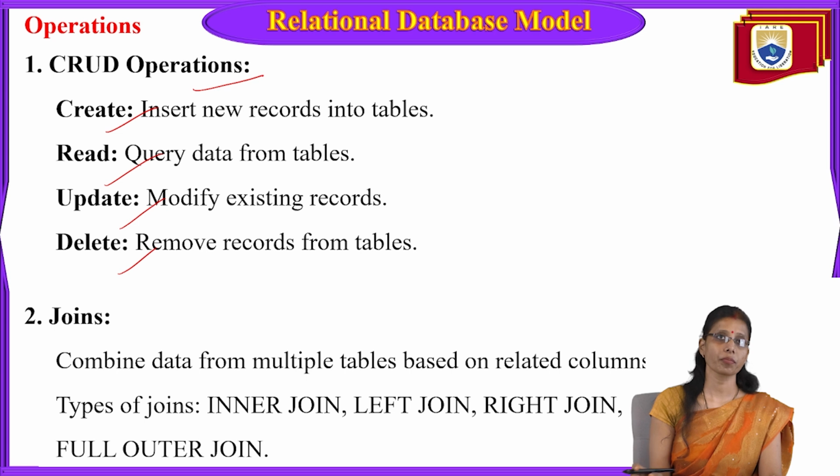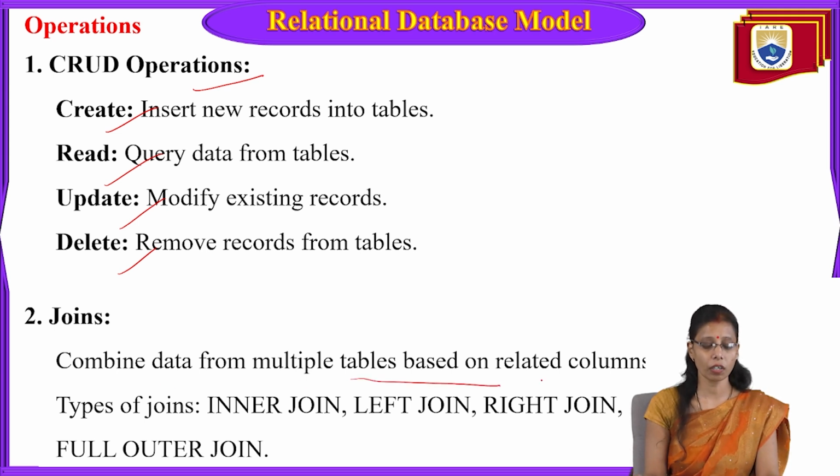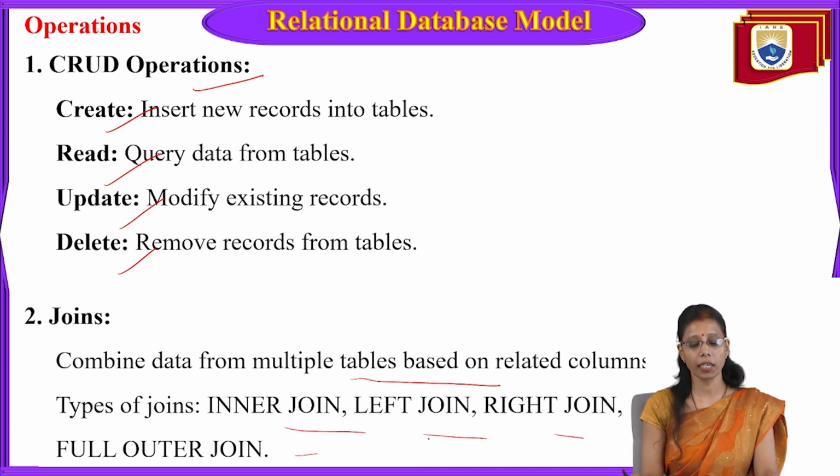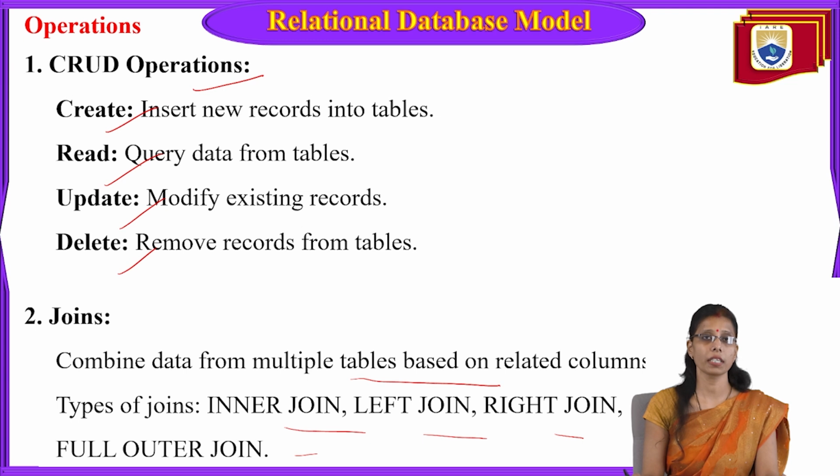Now joins. Joins combine data from multiple tables based on related columns. The types of joins are inner join, left join, right join, and full outer join. So all these joins relate to the columns and the tables, and they combine multiple tables based on the related columns, with types like inner join, left join, right join, and full outer join.